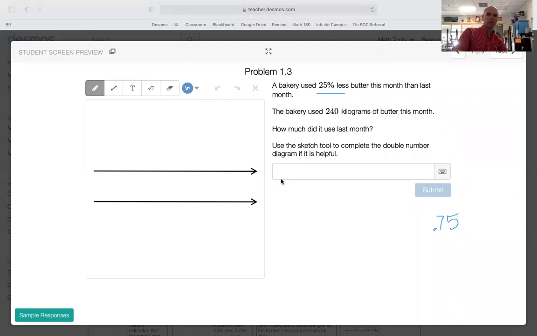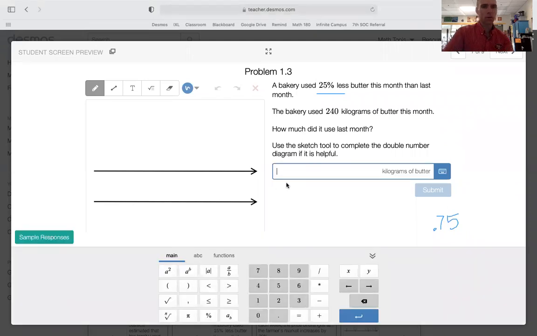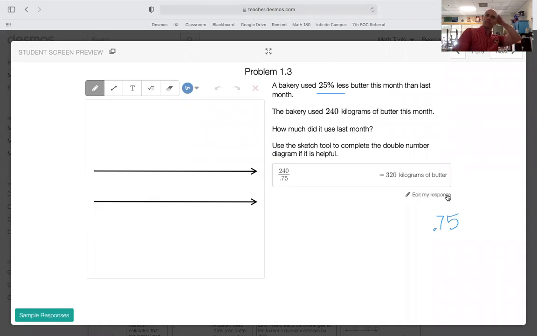So let's take our part or our new number, 240, and divide it by our percent, 0.75. And there we go. It should be 320 kilograms. It's a lot of butter. 320 kilograms. I forget how many kilograms there are to a pound, but it's like 600 pounds, something like that.